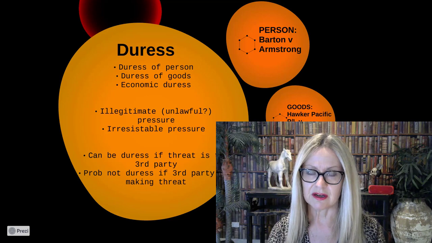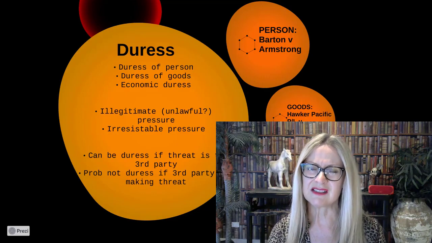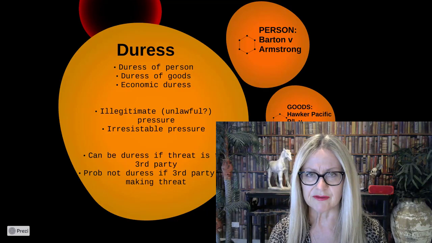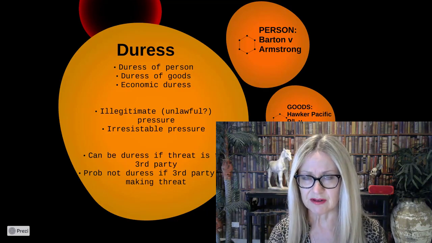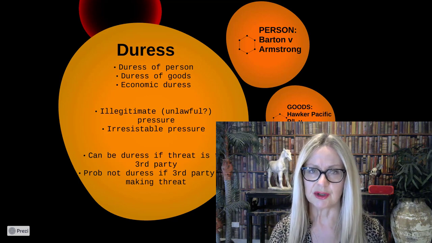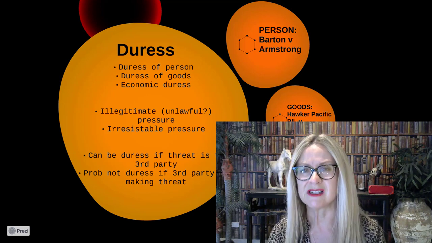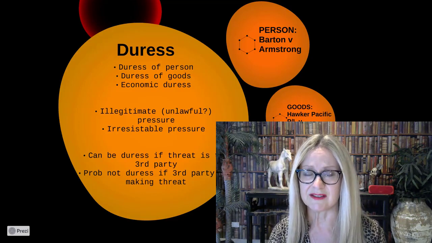So here, as I said, with common law, the requirements are quite strict, and if the threat is something quite trifling that wouldn't bother the average Joe, then it's not going to be the kind of threat that's going to qualify in terms of duress. So it has to be irresistible pressure, something a reasonable person could not be expected to withstand.